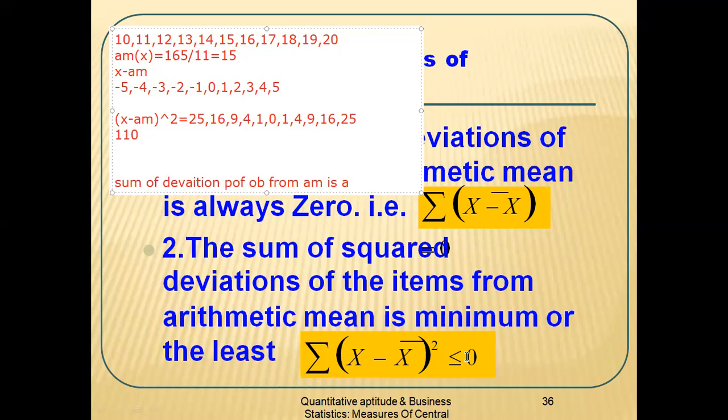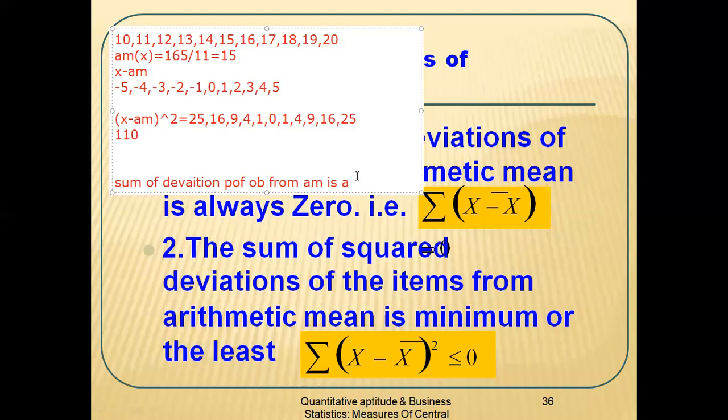Property number 1 says the sum of deviations of observations from the arithmetic mean is always dash. It is always what? It is always 0. Absolutely correct. And the next property is the sum of squared deviations of observations from the arithmetic mean is always dash. Yes, it is always minimum. That is, it is not equal to 0. There is some value existing. This is your property number 2.